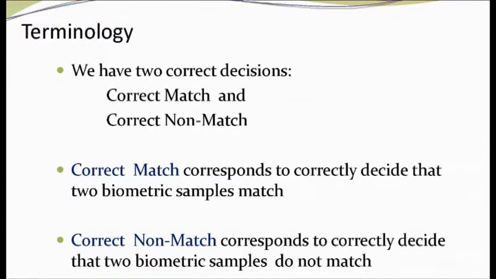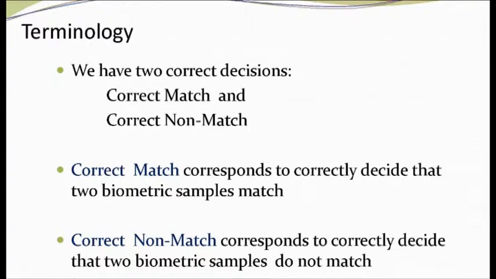So, you get two terms obviously, one is the correct match, another is the correct not match. Correct match means that you have got two biometric samples and they are correctly telling you that yes, these two samples are from the same person. And correct not match means that you got two samples from two different identities or two different subjects, and your system must be able to tell correctly that yes, they are from two subjects, right.